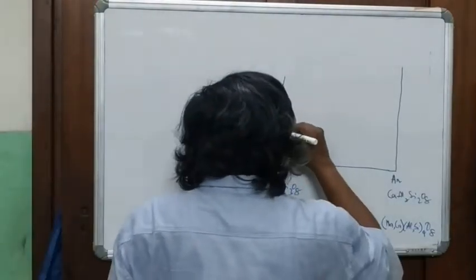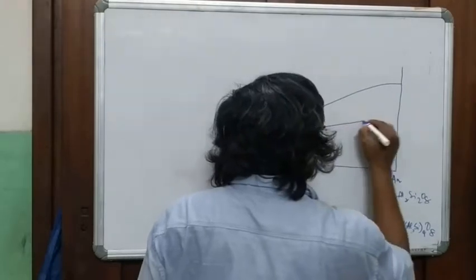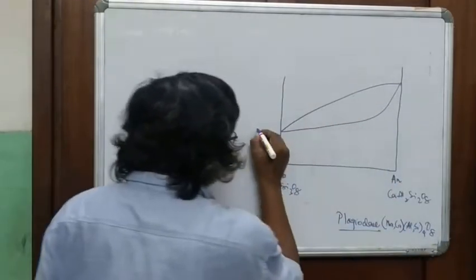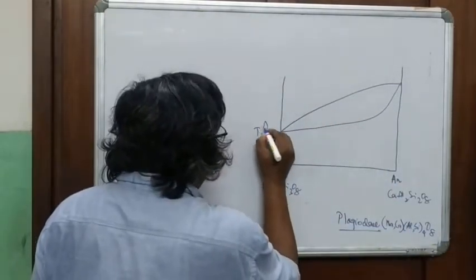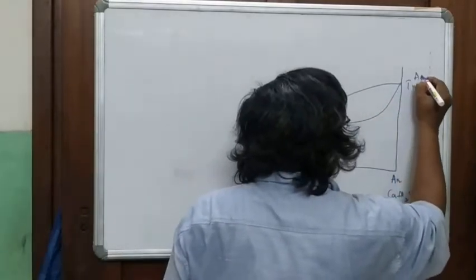And the diagram, I'm simplifying it, and the diagram is something like this, where this is the temperature of melting of albite, and this is the temperature of melting of anorthite.